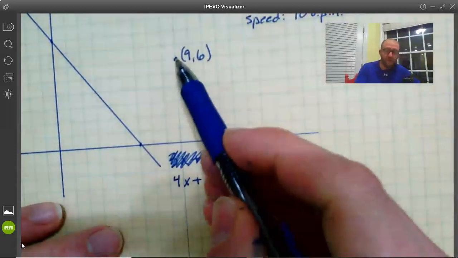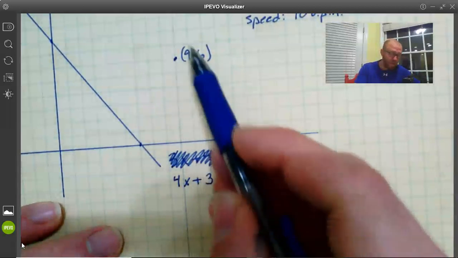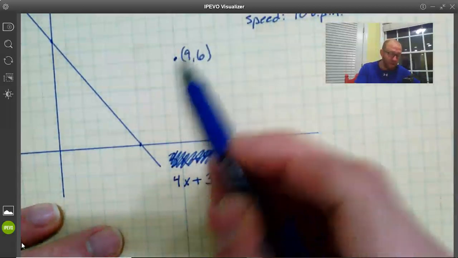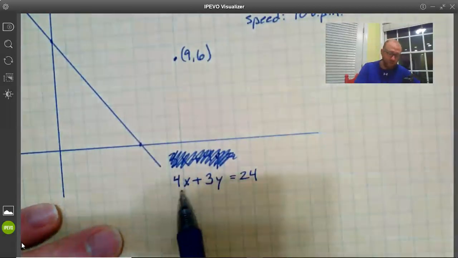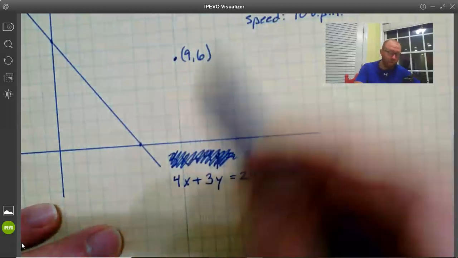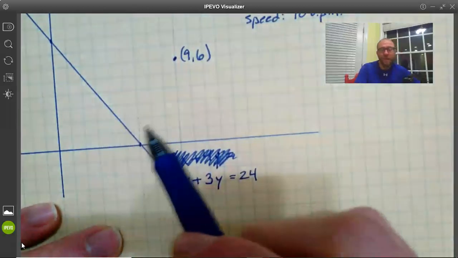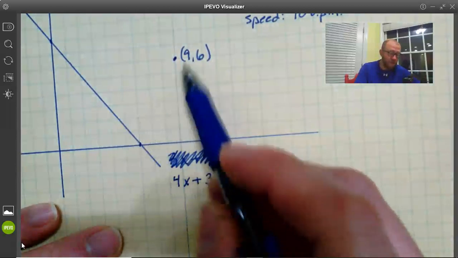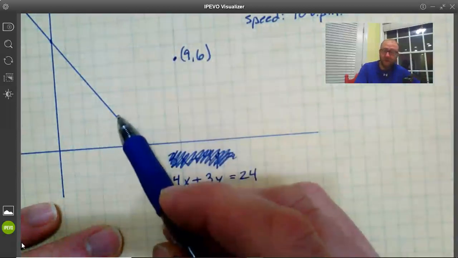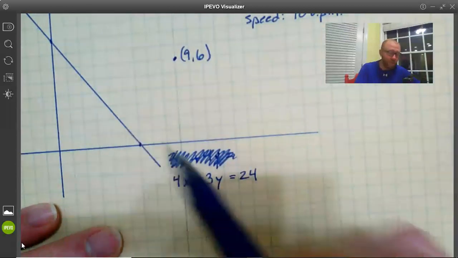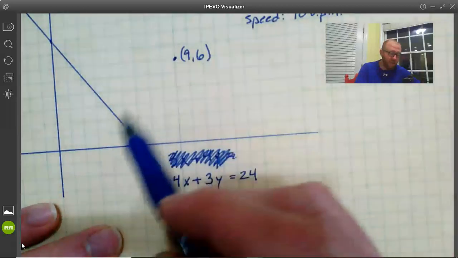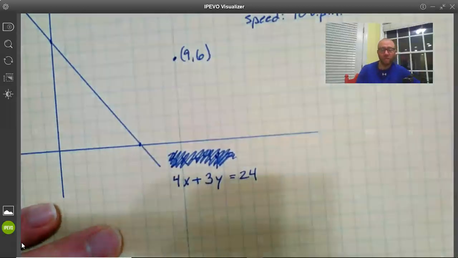Distance means perpendicular distance, so we're going to have to find the equation of a line that is perpendicular to 4x plus 3y equals 24, and then find out where that line intersects with the original line, and then how far is the distance from that point of intersection to that point.